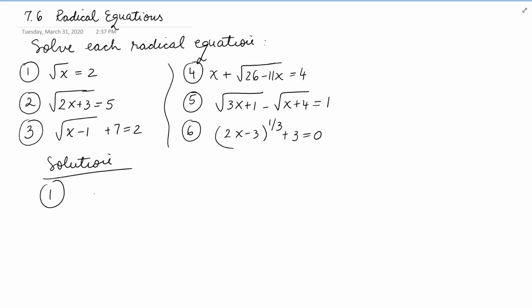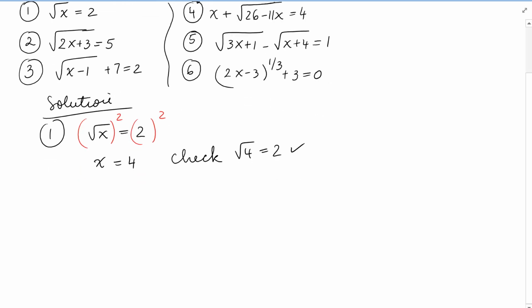So for number 1, we have square root of x equals 2. So the idea is to square both sides, each side, right? So I'm going to square all the terms from the left side and all the terms from the right side. So we are going to get x equals 4. And that's all. We can check. Square root of 4 equals 2. Yes, it does. So it works.